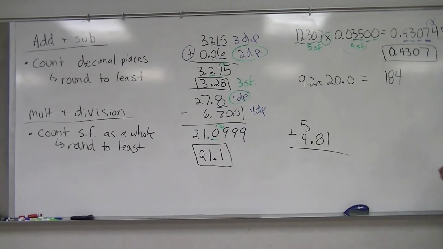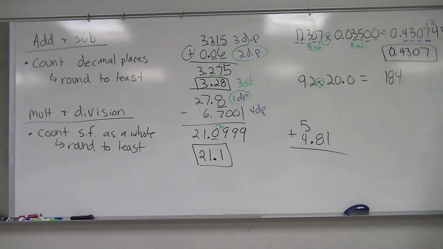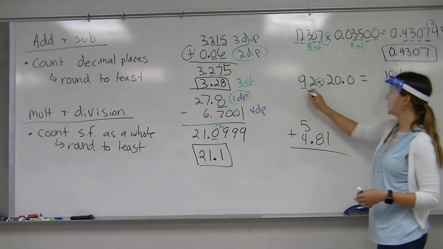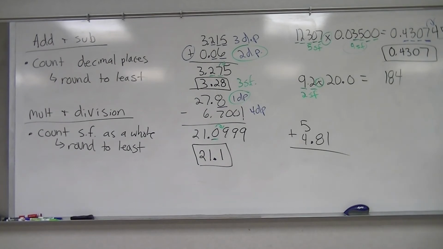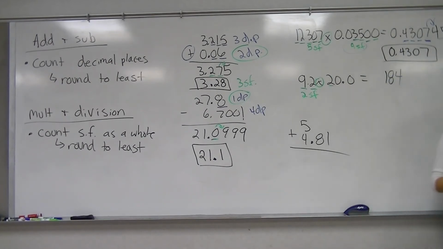So, order of operations, it's multiplication, just like the one above. So we're looking at sig figs as a whole. So the first number, 9.2, they're both non-zero, they both count for a total of 2 significant figures. Next number, well, we know the 2 counts, but do the 2 zeros count?